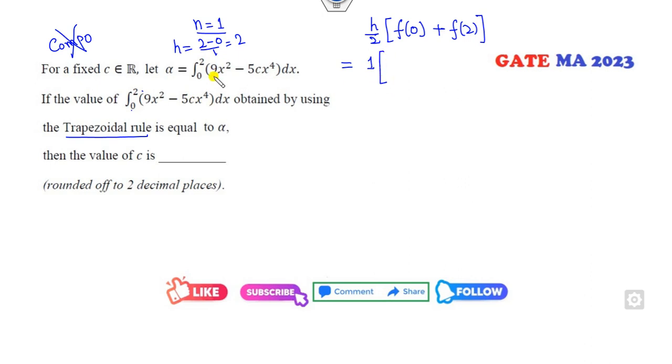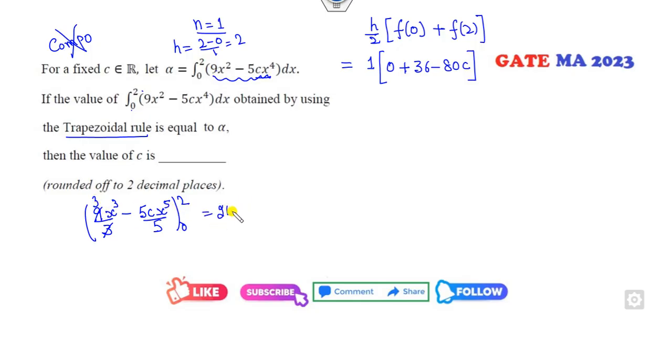F of 0, this is my f. F of 0 is 0. F of 2 is 4 into 36 minus 16 times 80c. Now the other part you can solve by simple integration. So it's 9x cube over 3 minus 5c x raised to power 5 over 5 from 0 to 2. So this is 3, so 8 into 3 is 24, minus 32c. So I can write here 36 minus 80c, equal to 24 minus 32c.